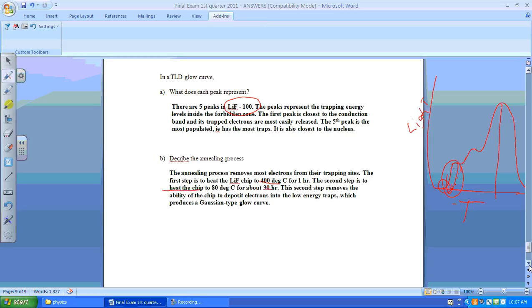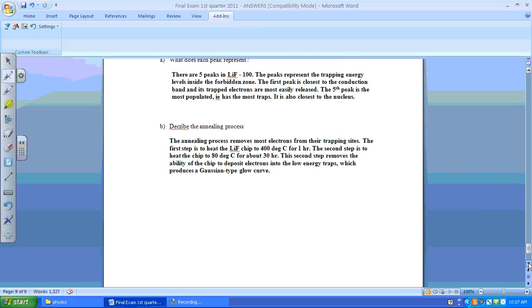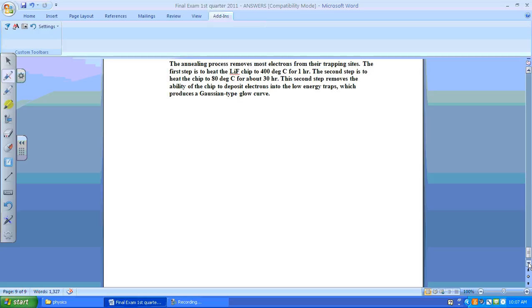Doing this second step reduces that peak, and actually, it reduces some of the other peaks. The ideal glow curve looks almost like a Gaussian curve, where it has 1 peak. That's what you want. So that's the annealing process. Okay, next. Any questions?